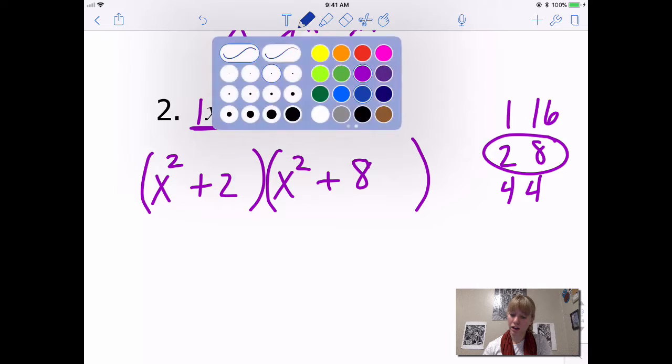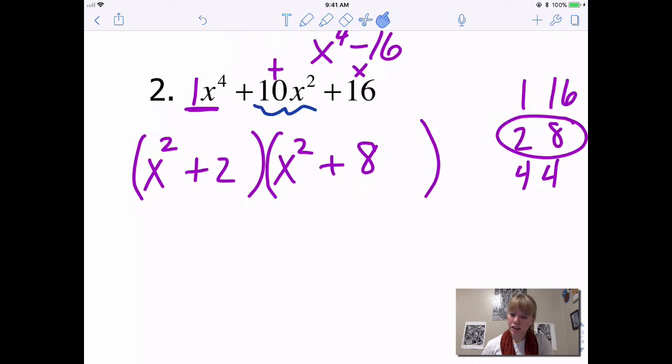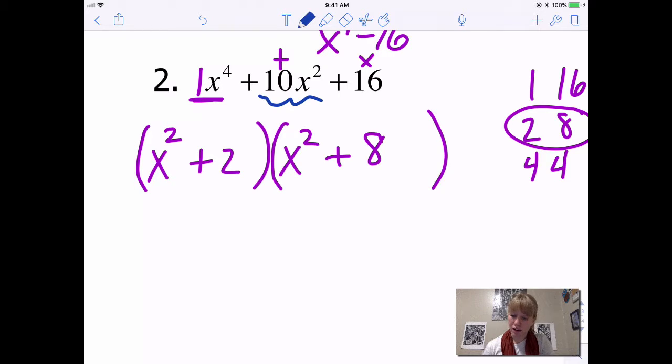Now you might be thinking, hey, what's going to happen with this middle term? It's got an x squared. So let's just double check and see what falls out.